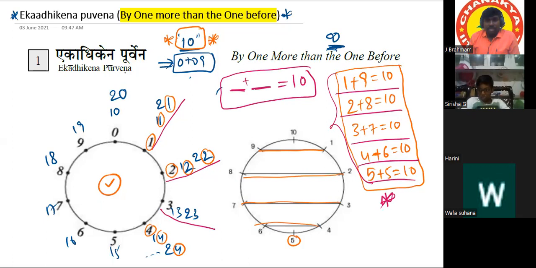Now let us see in how many ways we can take combinations using these digits, 0 to 9, the 10 digits. In how many ways can we combine them? Not only to get 10, in how many ways can we combine to get any sum?